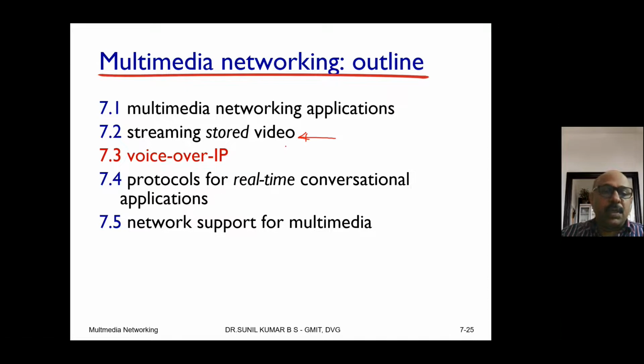Of course, continuing our discussion on multimedia networking, it's very essential to understand how voice communication is also done. A lot of voice communication applications have been developed, and because of that, even during the pandemic period, we could communicate in an effective way.